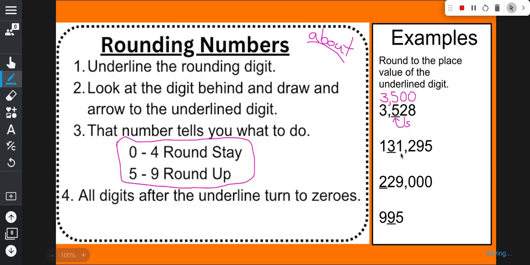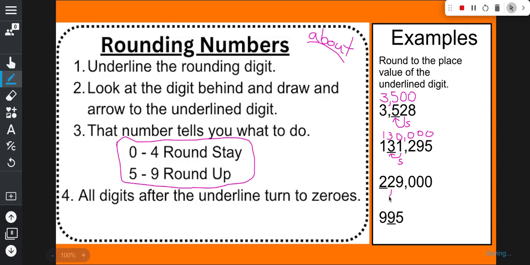Let's take a look at the next one. The 1 tells the 3 to stay. Again, it's the number after the underline that's telling it what to do. So the 3 is going to stay a 3. The 1 stays a 1, and everything behind it turns to zeros. I like to write my numbers above because that way I make sure I have the right amount of zeros.